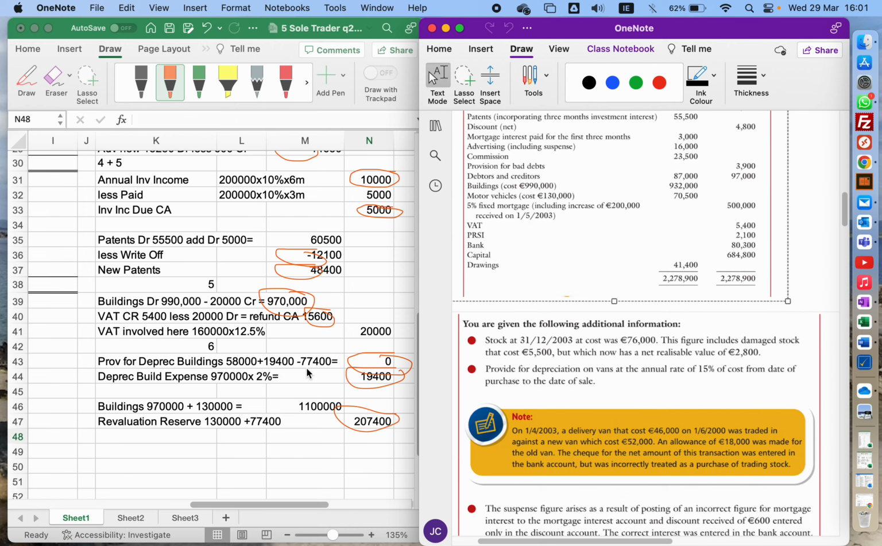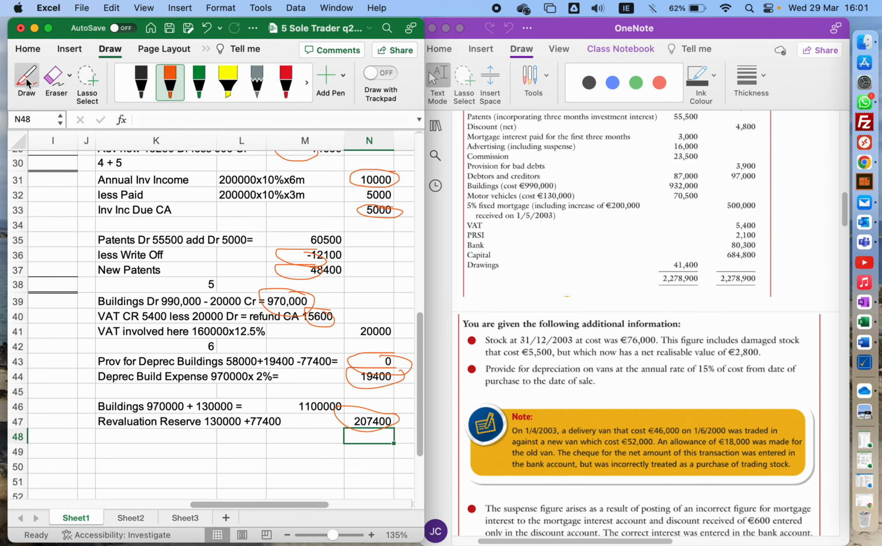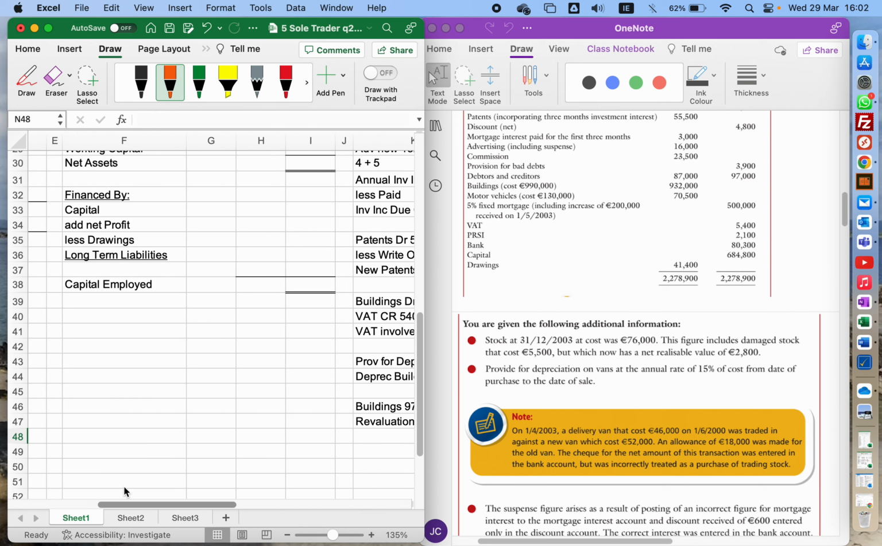But that 77,400 we're going to have to cancel when we do our revaluation. So we're going to cancel that and put that into revaluation reserve along with the amount we needed to increase our buildings by. So that's also going to go to revaluation reserve. And just remember, we need to put the 110 into our buildings account as well. So let's go and do all of that now.